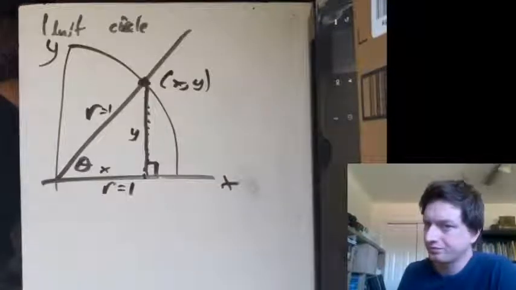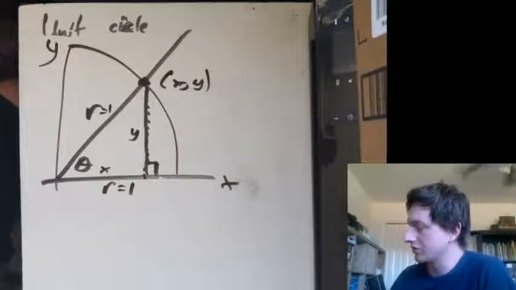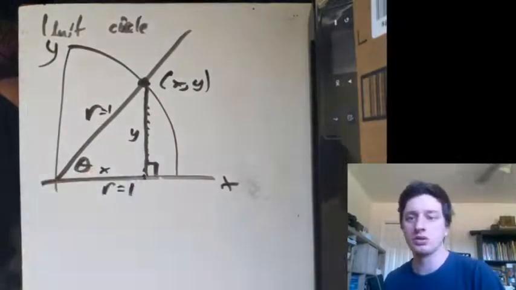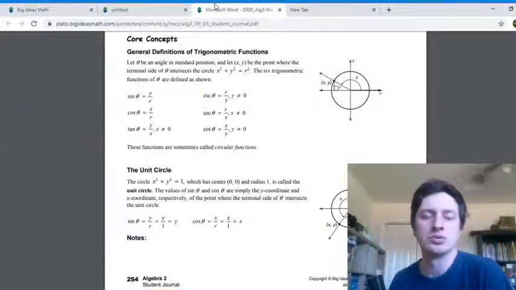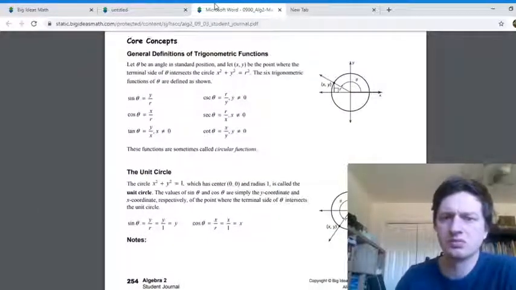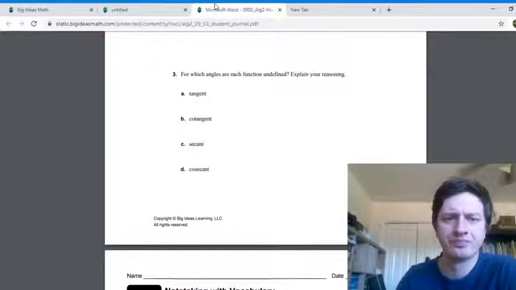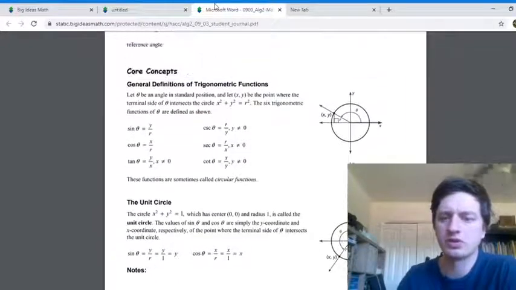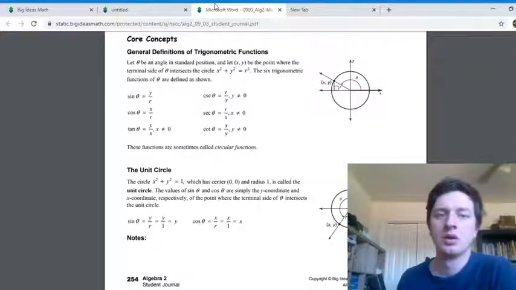Now, we have some general definitions. This theta could be in any quadrant. So if we go and look in our student journal, that's the wrong one. There we go. Student journal. This is the start of the note taking. This is page 254 in the student journal page in the Dropbox.